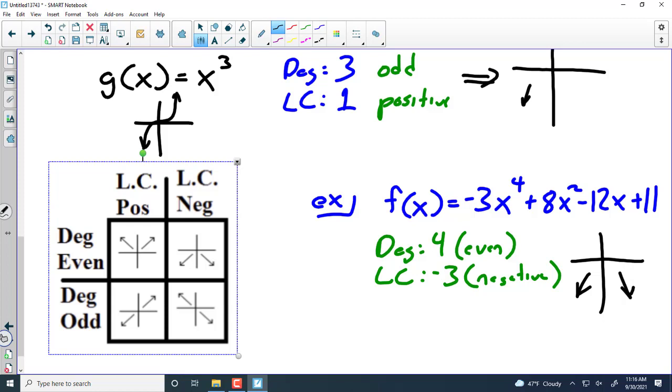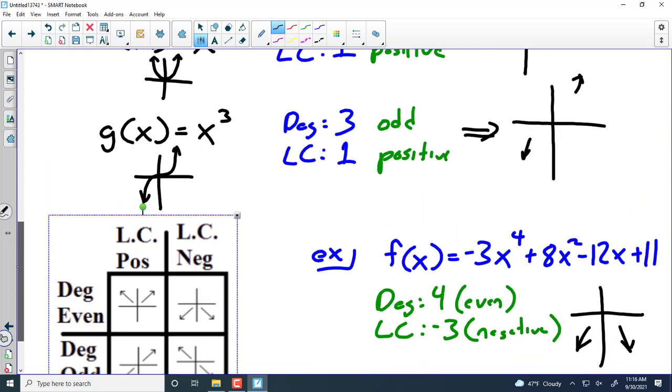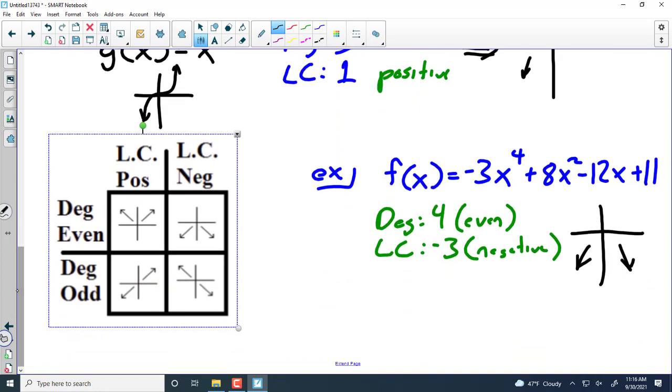It will turn out, everyone, that if you put just a little bit of time in it, it's actually not that hard to remember this chart. And the main way I remember this chart is I remember these two graphs, x squared and x cubed, the even and the odd degrees. And then I remember that the leading coefficient's negative, it's just flipped from that. So I use x cubed and x squared to remember that chart.